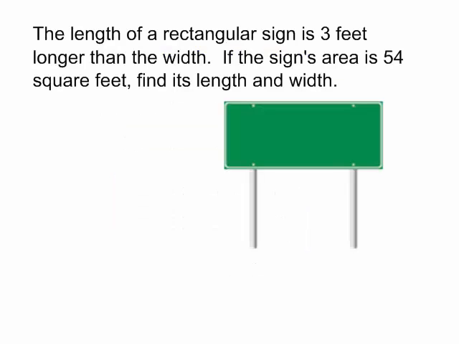Let's try this problem. The length of a rectangular sign is 3 feet longer than the width. If the sign's area is 54 square feet, find its length and width. Now, sometimes with word problems, you may need to read it 2 or 3 times to decipher what information you have and what information you need. I do see that this sign is rectangular, and the area of the sign is 54 square feet.